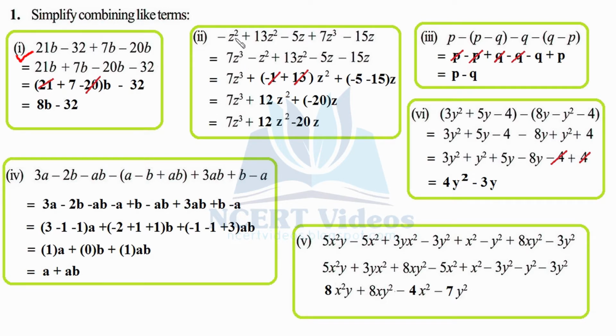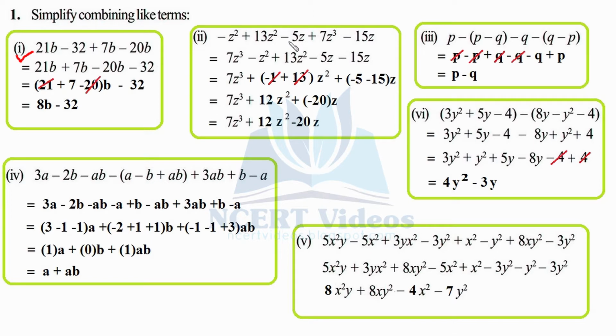Now the lowest degree we have is 2. This is called degree or the power. Like in this case, we have degree 3. Here we have degree 2. So we'll write as it is. We'll make a pair of terms having z raised to power 2. Well, we will write it plus 13z squared.